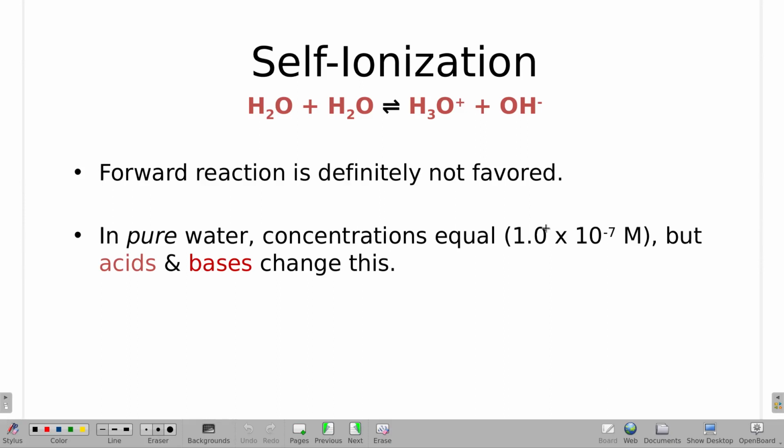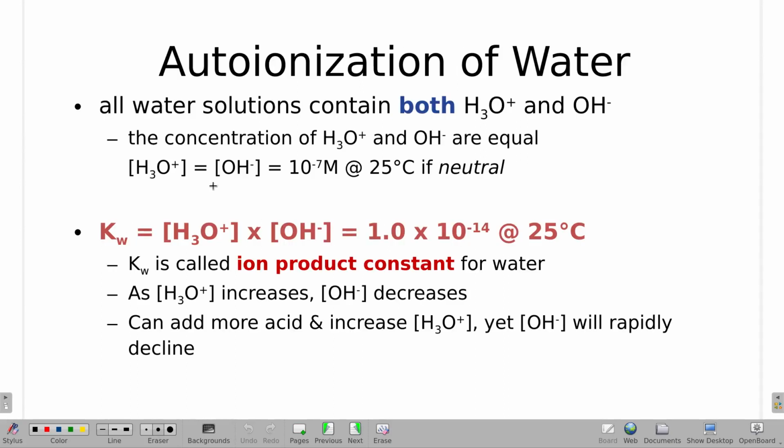Now, it won't always be equal to 1 times 10 to the -7th, because if we actually add something that makes this go up, then there's no reason to expect it to still be 1 times 10 to the -7th. But we do see something kind of interesting. If we were to multiply the H3O and OH together, we get this 1 times 10 to the -14th, and it turns out that value is always constant. Or the H3O times the OH is always the same. So even if we increase the H3O, the OH will have to decrease to keep the product equal to this 1 times 10 to the -14th. That's going to make it very nice.